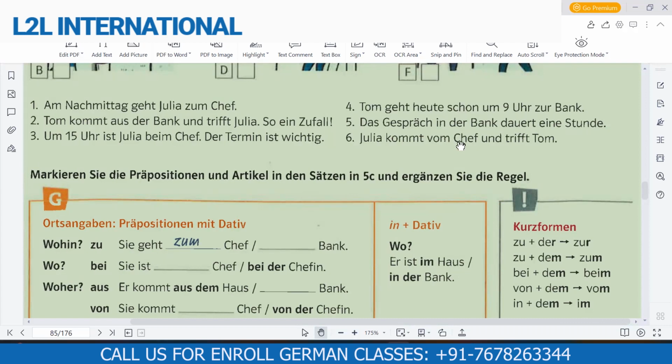Can you repeat the sentence? It's written in the book, Das Gespräch in der Bank dauert eine Stunde. Sentence number 5. What do we have to tell in this? What is the meaning of the sentence and why did we use here in plus der? First, tell me the meaning of the sentence. Das Gespräch. Gespräch is conversation. So what does the sentence mean?